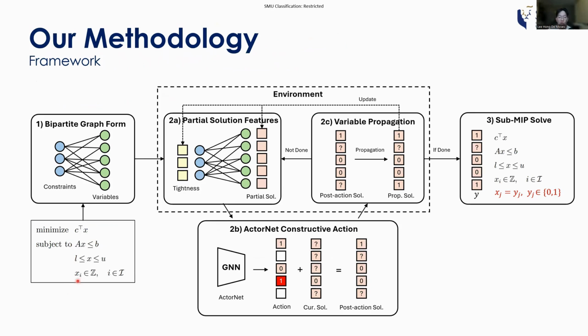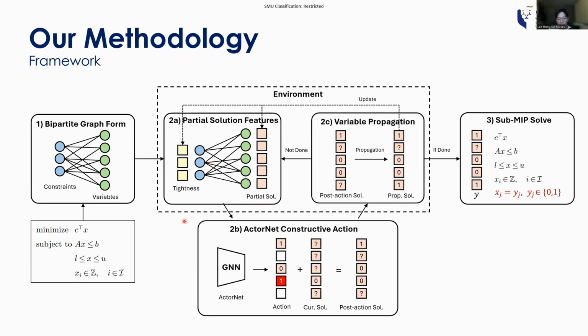For our proposed methodology, we begin by representing the MILP as a bipartite graph of variable and constraint nodes, extending on prior work. The bipartite graph is being used as the state observation for our RL environment. At each step, we perform three stages. The first stage is state augmentation. This is done by incorporating the current partial solution as a variable feature and computing a tightness metric for each constraint based on those partial assignments. This will be elaborated later on.